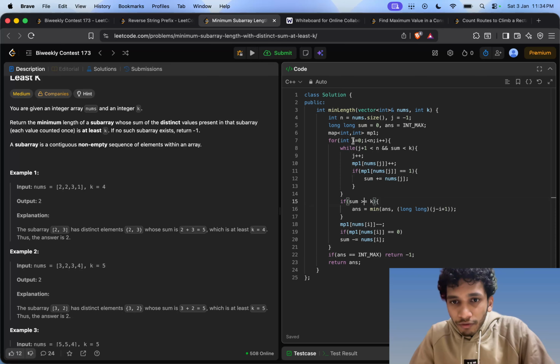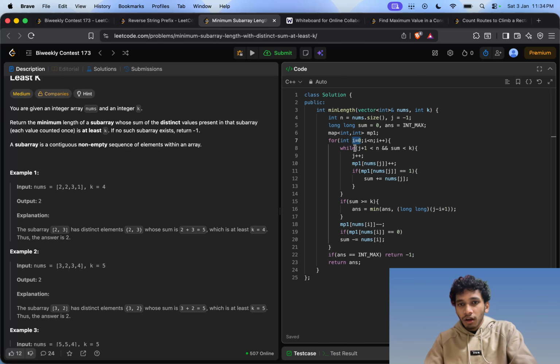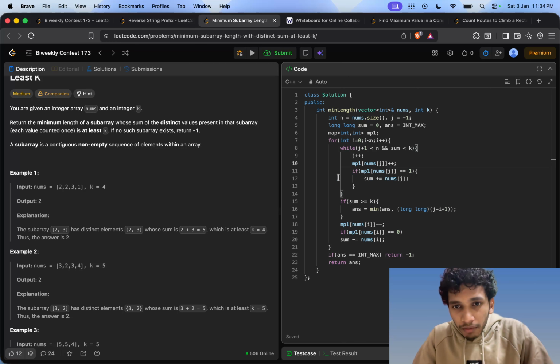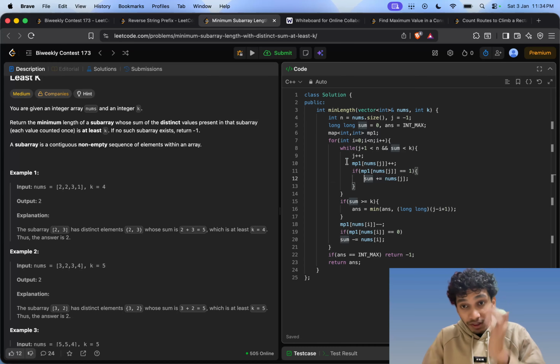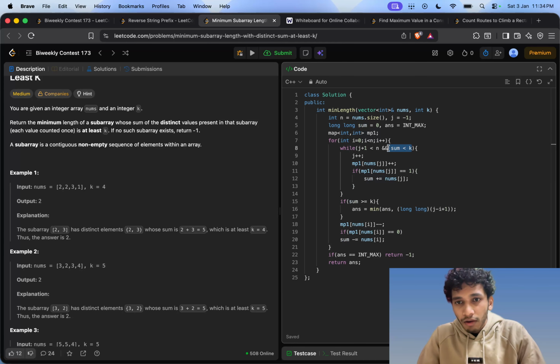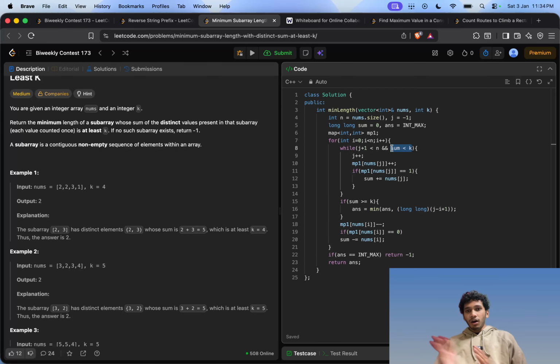Okay, so for this starting index, iterate over j until the sum is smaller than k. Now add this number into our map. If it has been added for the first time, then its frequency will be 1. Now if frequency is 1, add it to the sum. Now keep following this particular step until one of these two conditions appears. First condition is the sum increases to more than k. Then we have got a range, we have got a j for this starting index.